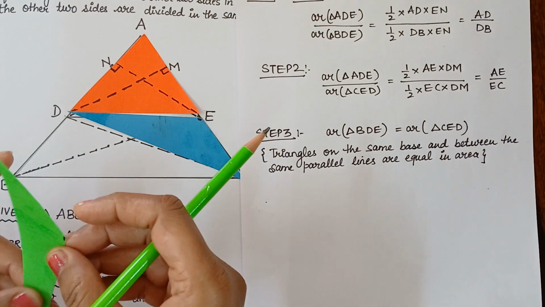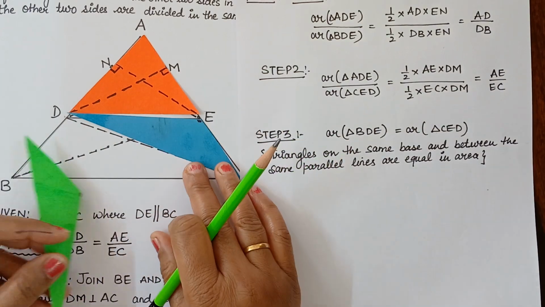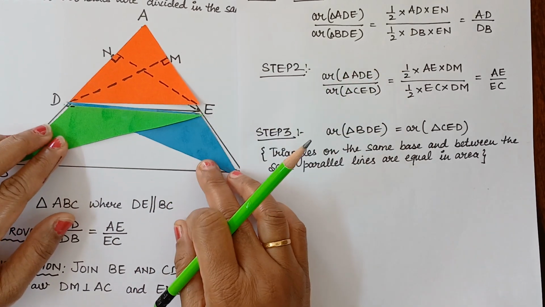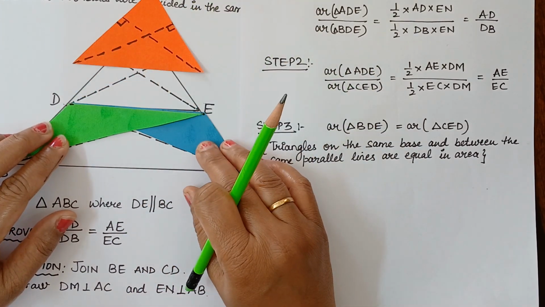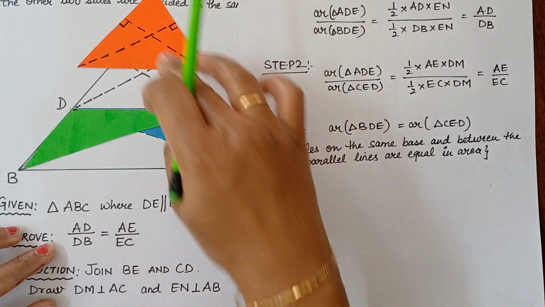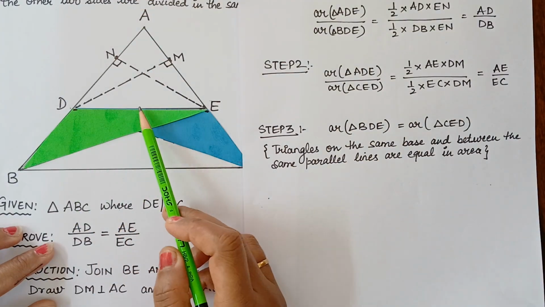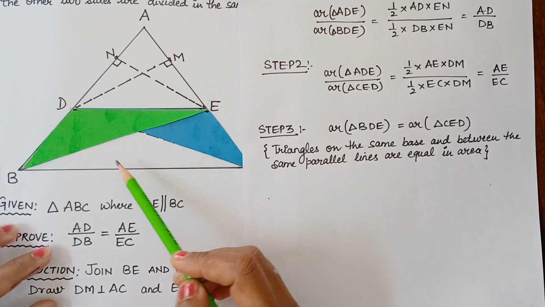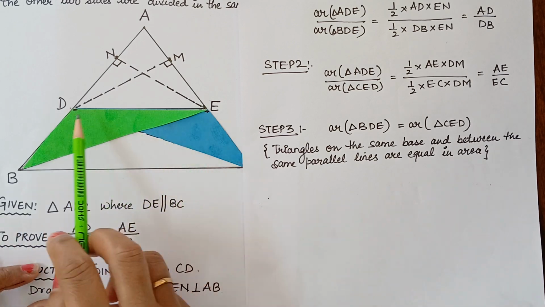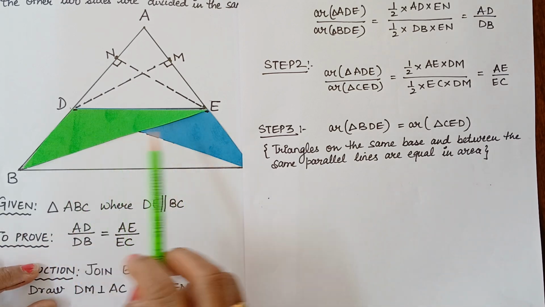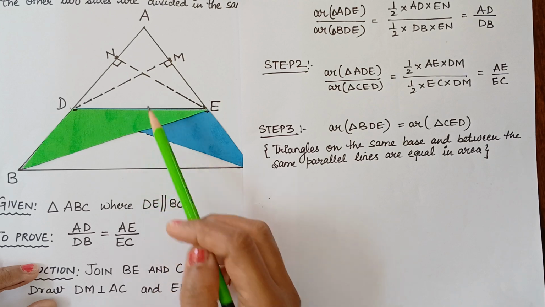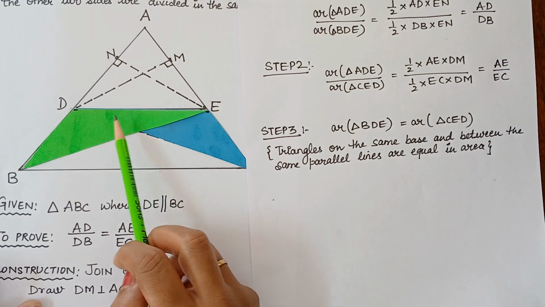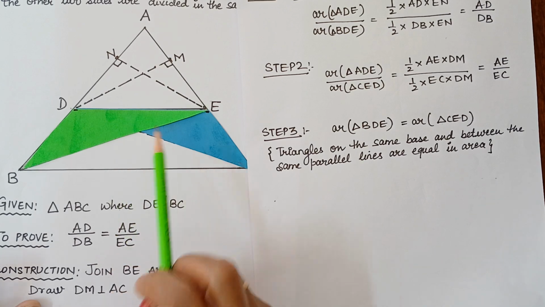Step 3 says about these two triangles, this triangle and this triangle. As these two triangles are on the same base DE and between the same parallel lines, there is a theorem which says that if two triangles are drawn on the same base and between the two parallel lines, then their areas will be equal. So area of these two triangles will be equal.